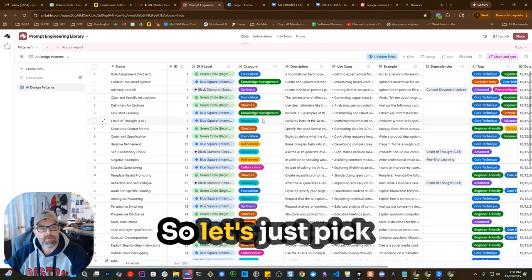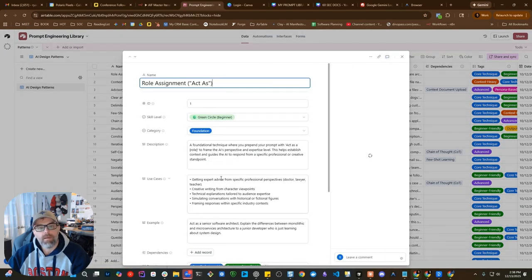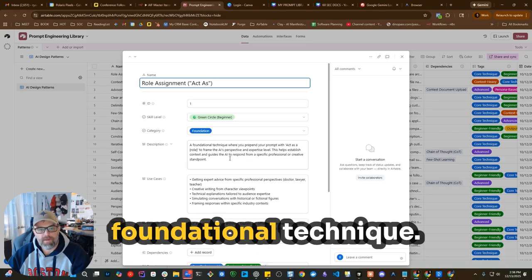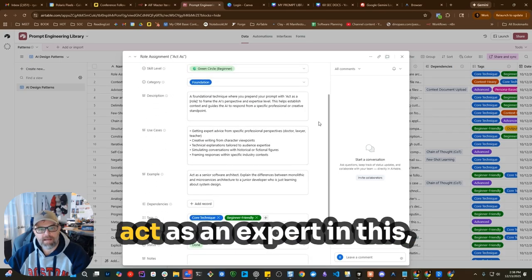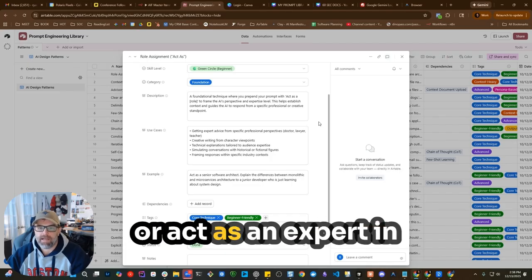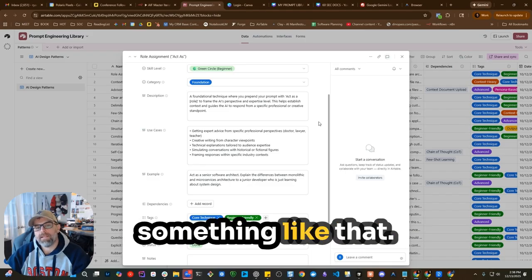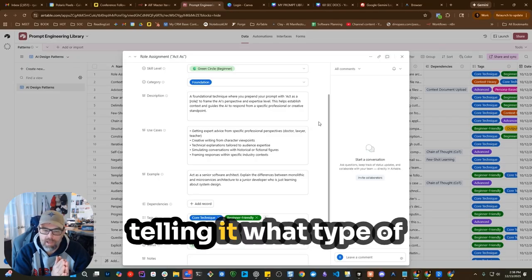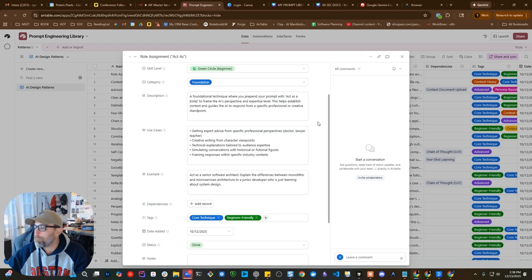So let's just pick any one of these. Let's say the role assignment. So let me open this up. Act as a X. This is the foundational technique, like it says. Act as an expert in this, or act as an expert in English language. Act as an expert marketer. Something like that. As it says, this gives context, so you're telling it what type of expert you want to be working with.